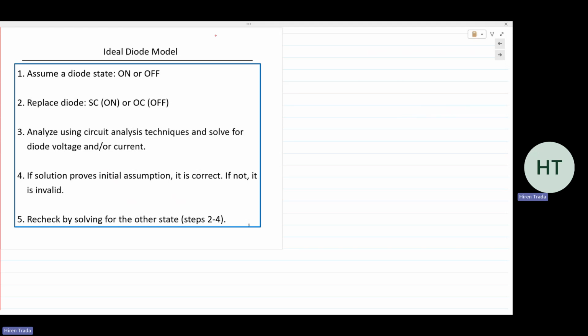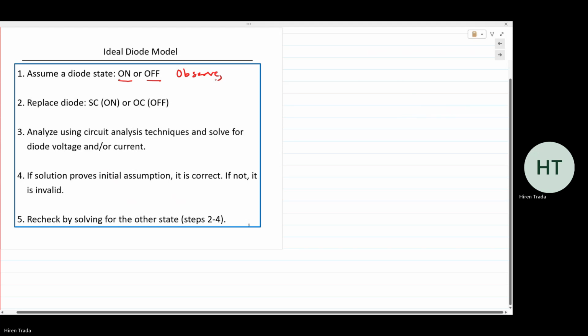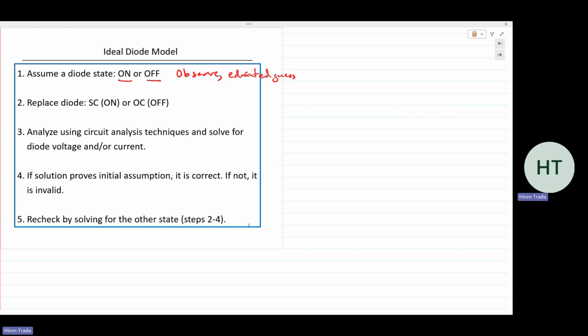Anyway, ideal diode model. The analysis steps are: we assume a diode state. We look at the circuit, we observe, and we make assumptions. So observe, look at the circuit conditions, make an educated guess, and assume whether the diode is on or off. If it's on, you replace it with a short circuit. If it's off, you replace it with an open circuit. Now your circuit has changed. If your circuit has changed, then you analyze based on the short circuit or the open circuit.